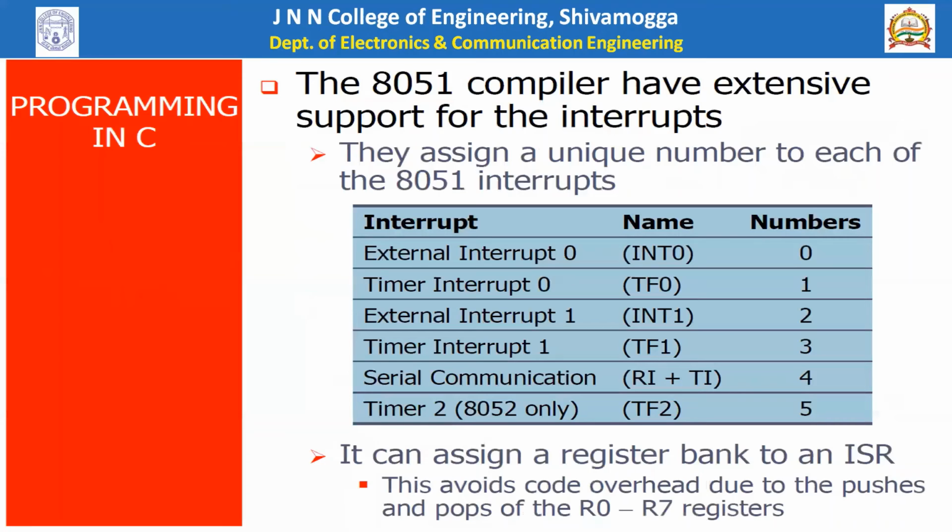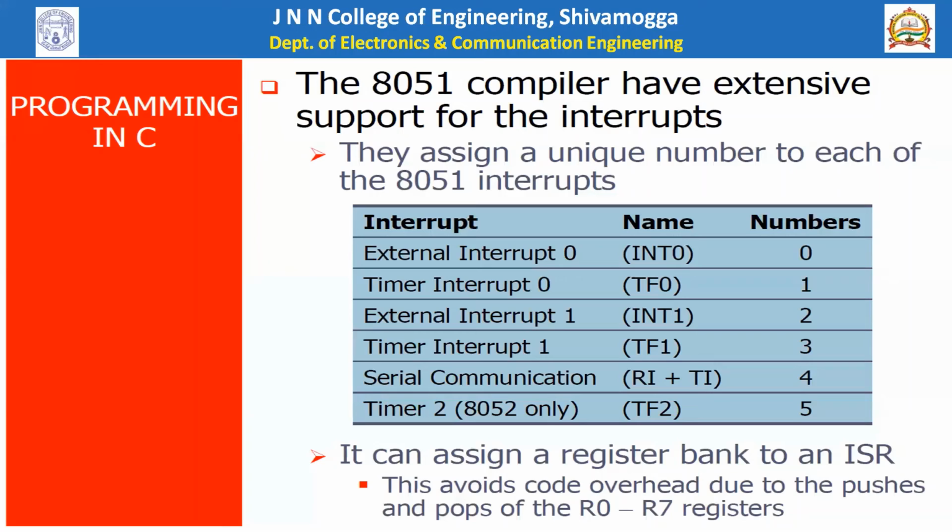Now, for the 8051 compiler, we have to discuss programming in C language for timers and for interrupts. Assign a unique number to each of the 8051 interrupts. Interrupt 0 is assigned the number 0, timer interrupt 0 with 1, interrupt 1 with 2, timer interrupt 1 with 3, and serial communication with 4. Anyway, timer 2 is not there.